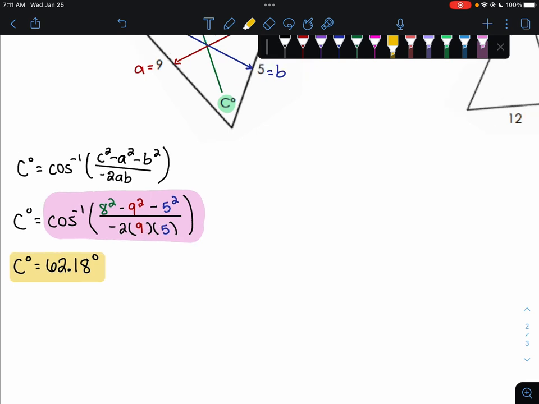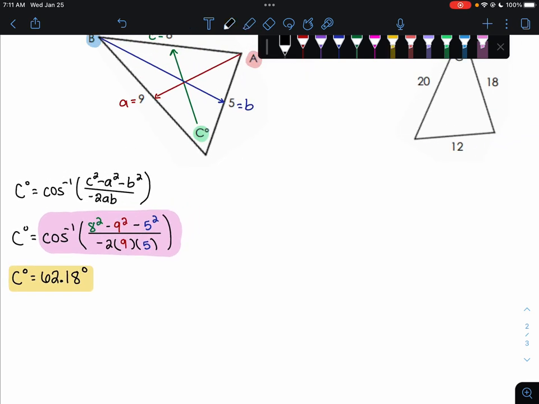Now, for some extra practice, we're going to solve for angle A. Angle A is going to use the same formula, but anywhere there was a C, I'm going to change it to an A, and anywhere there was an A, I'm going to change it to a C. So I have A degrees is equal to cosine inverse of our fraction, A squared minus C squared minus B squared, all over negative 2CB. Notice how the A and the C switched spots.